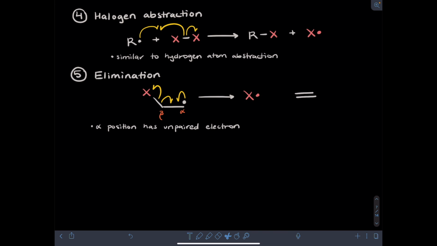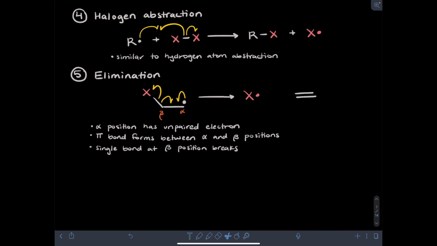You can label the positions of the radical and the carbon adjacent to it as the alpha and the beta positions. The pi bond in the elimination reaction is forming between the alpha and beta positions, and the sigma bond between the beta carbon and the leaving group is the bond that's breaking in this step.